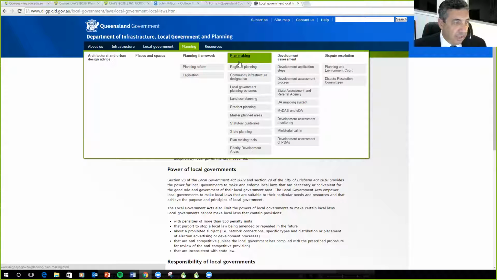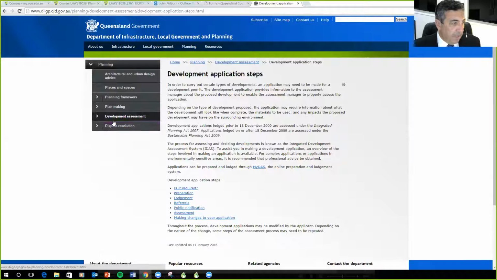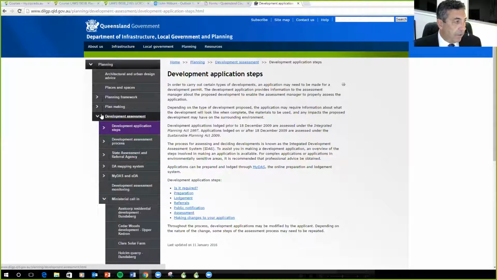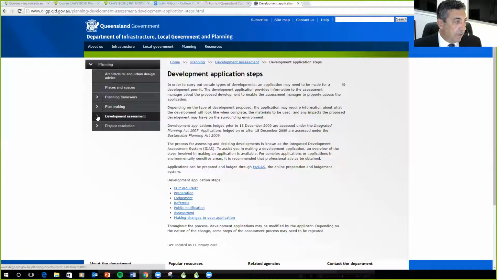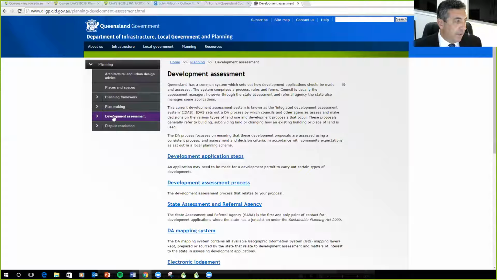Now, one section that I think is really excellent is this section here about development assessment. And what I want to show you particularly is the flowcharts. So let's have a look at development application steps. Click on that and you'll see here in the drop downs at the bottom, there's, oh, I'm all thumbs with this. You'll see here at the bottom information about, sorry, development assessment. I had it before and I've lost it.